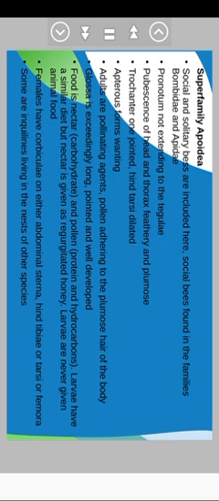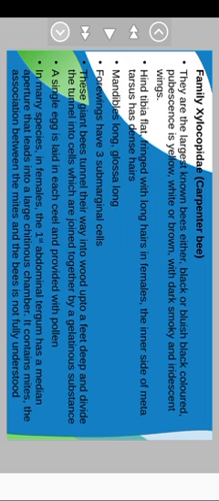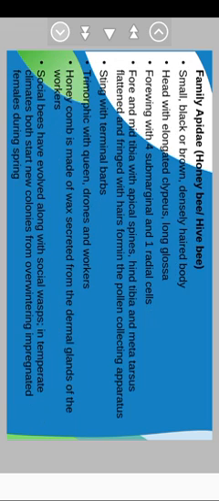Superfamily Apoidea. Social and solitary bees are included here. Social bees found in the families... Caste system. The hive consists of 3 types of bees: queen, worker and drone. Queen, the only fertile female in the hive. She develops from a fertilized egg.